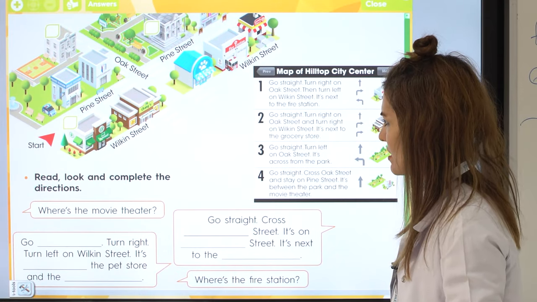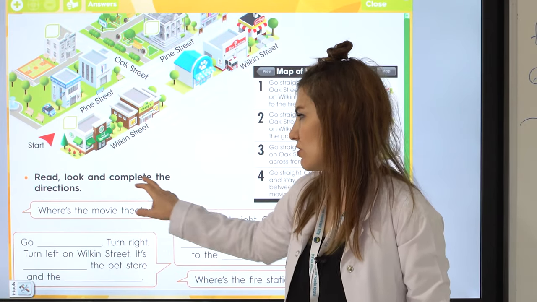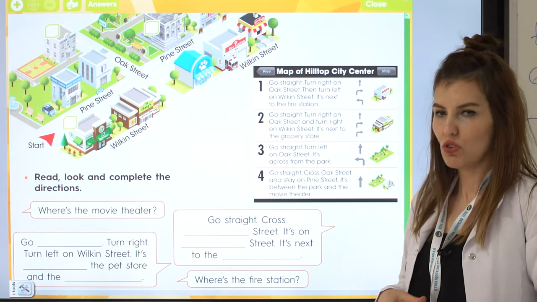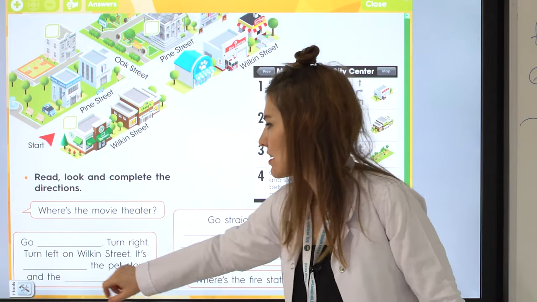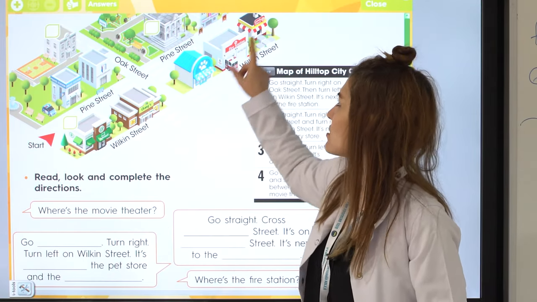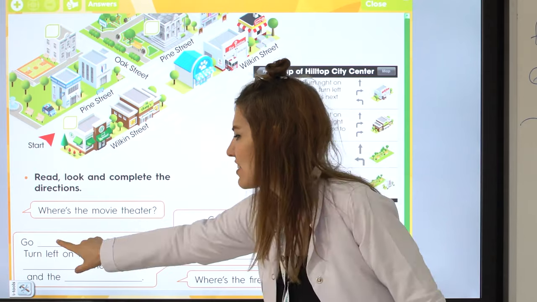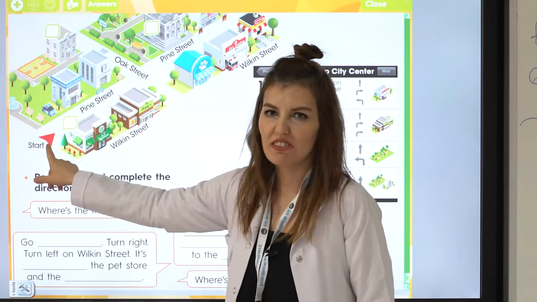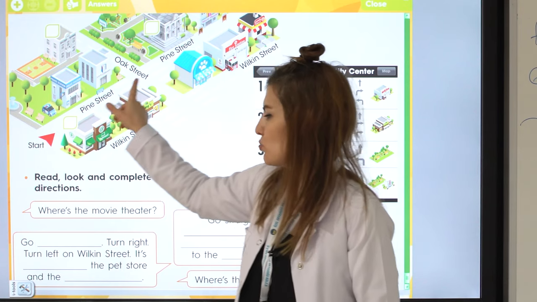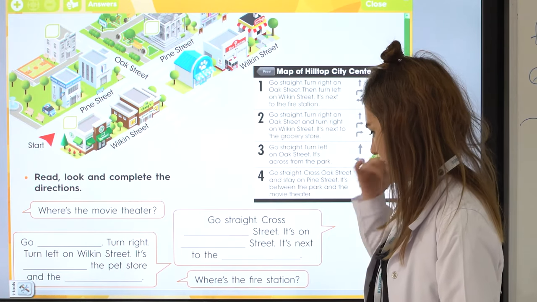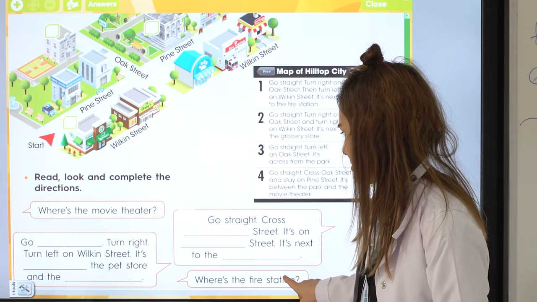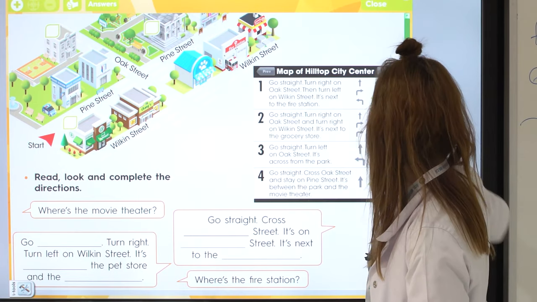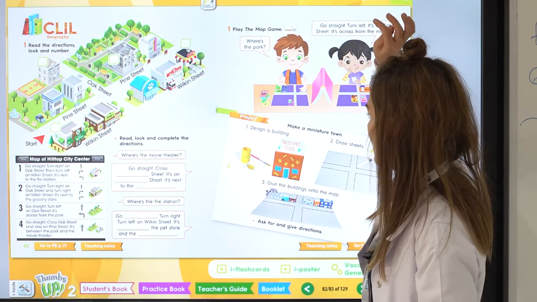We will continue this. Read, look and complete the directions. Where is the movie theater? Now it's your turn. You will write the directions. Where is the movie theater? First, find the movie theater. Then write the best answer. Go straight and turn right. You must start here. Then do this activity carefully. And where is the fire station here? Find the fire station and write the correct directions here.